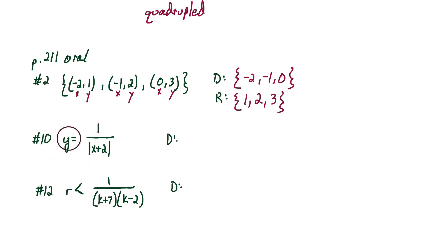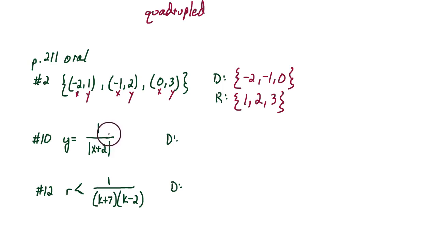Number 10, here we have an equation with y and x. We're asked for the domain. In general, the domain of equations is all real numbers. But sometimes there are exceptions, excluded values. We called them restrictions in an earlier section.